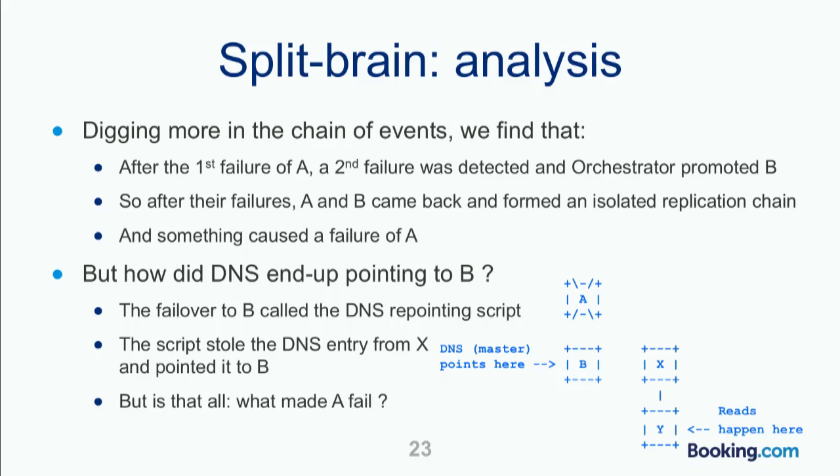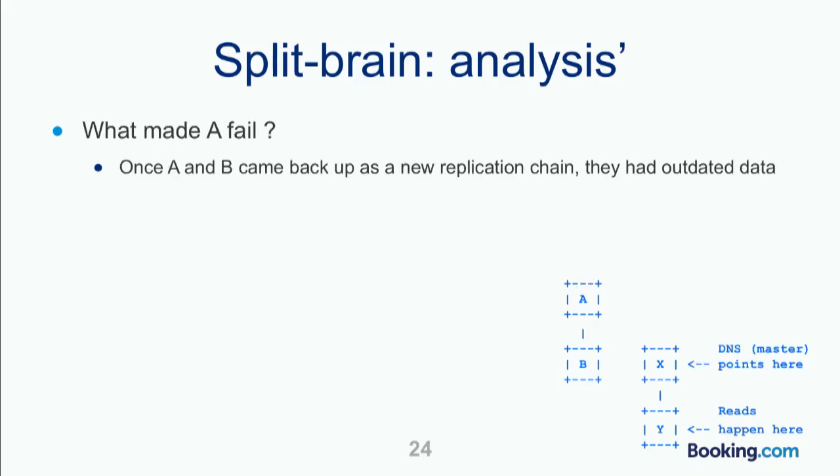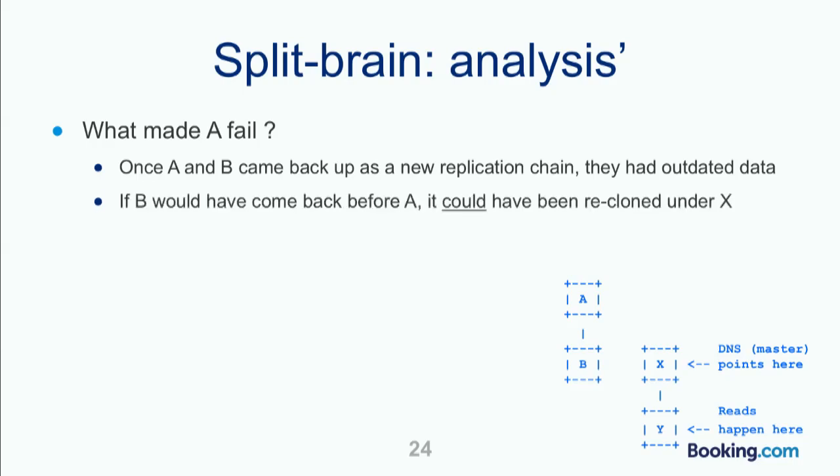The question then may be, so why did A fail? Okay, so as I say, we usually do this cloning thing. And A and B were sitting there doing their things previously. They come back, they were working. And in some situations, if it's just a slave, it comes back. Well, it would have had data that was a bit old. It would have had data which was in a state previous to what X and Y were in. So probably we could have put B under X and Y, and that would have worked, and that wouldn't have required any work at all. That would have been quite simple.